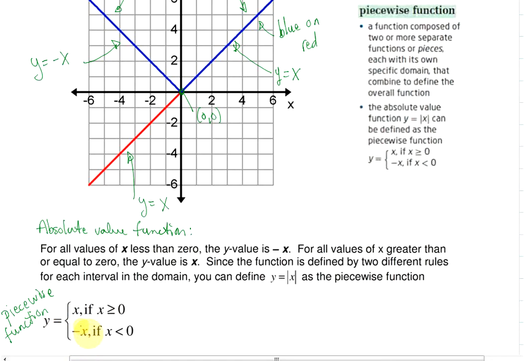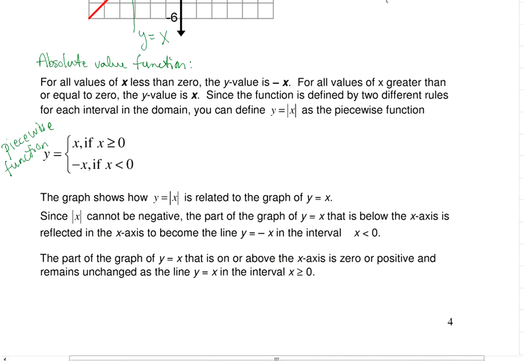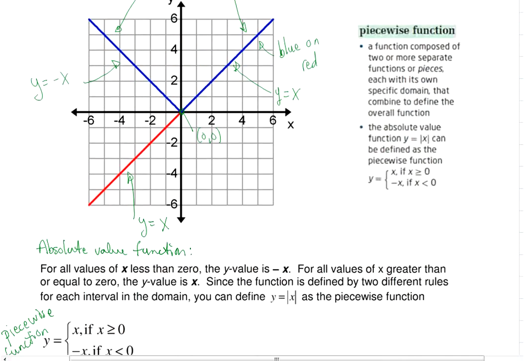Okay, now I'll just read this explanation and then we'll go back up to the graph. The graph shows how y equals the absolute value of x is related to the graph of y equals x. Since the absolute value cannot be negative, okay, and we mean the absolute value of x, the part of the graph of y equals x that is below the x-axis is reflected in the x-axis to become the line y is equal to negative x in the interval x is less than 0. Okay, so we go back up to the graph.